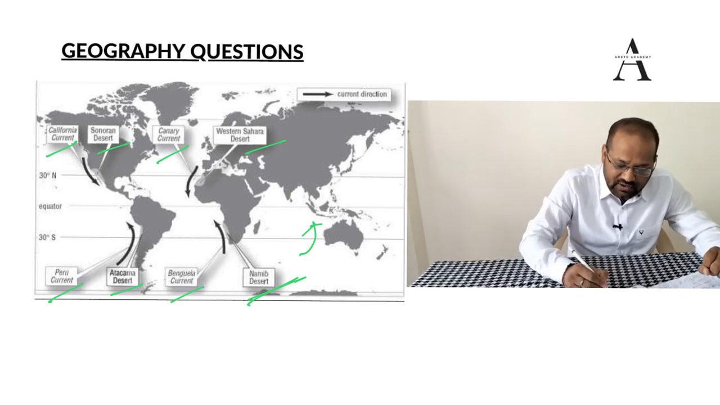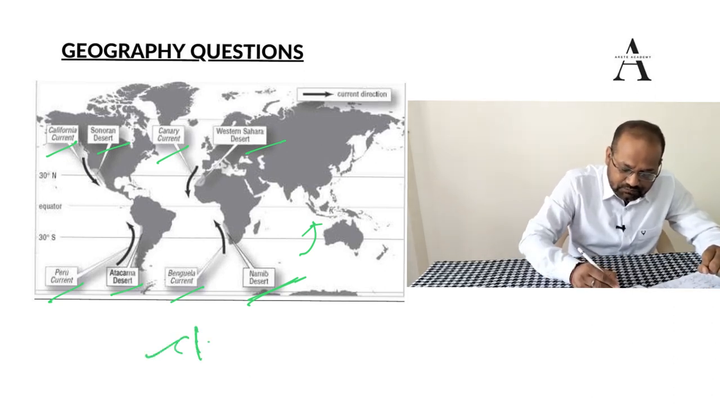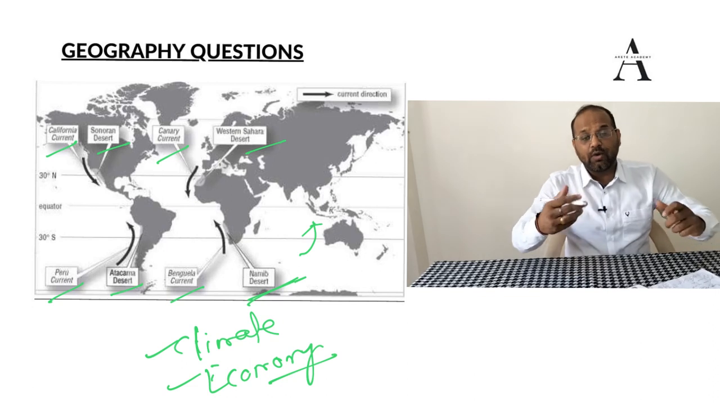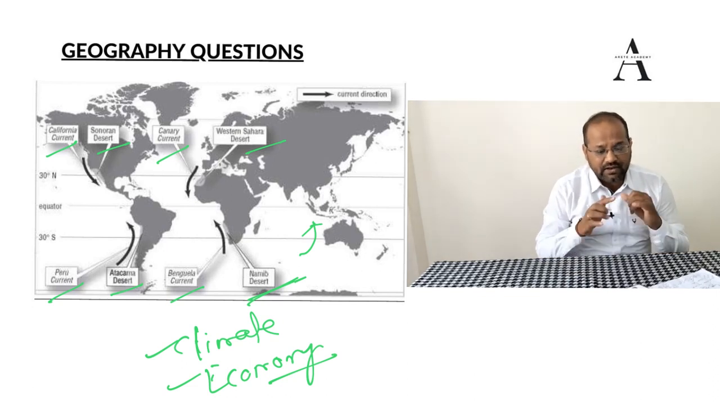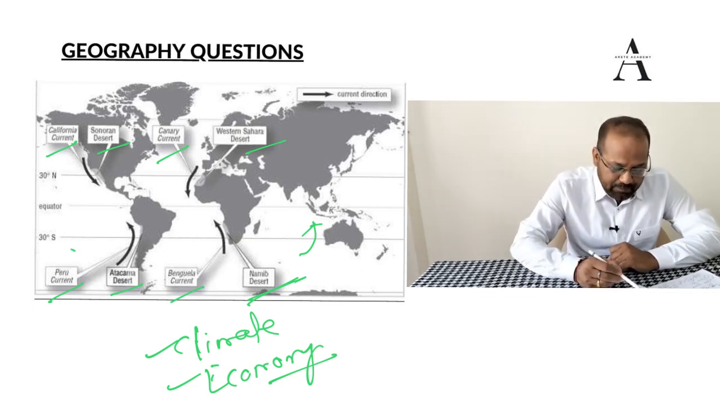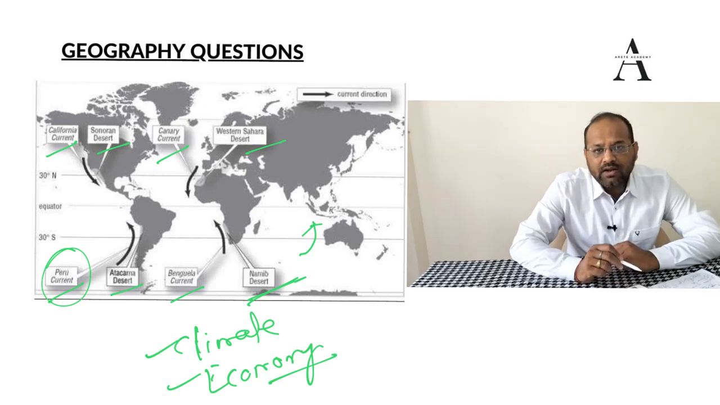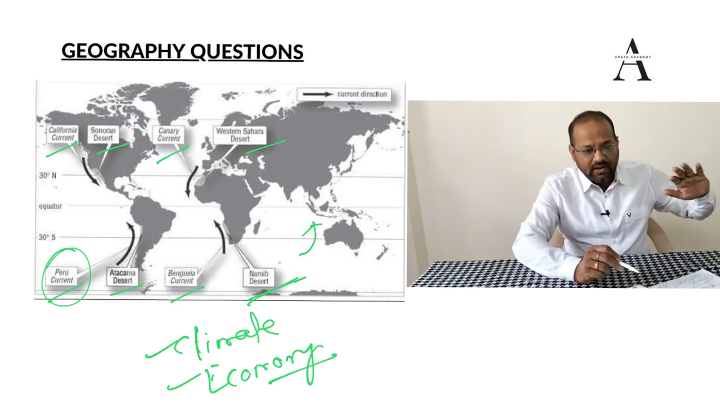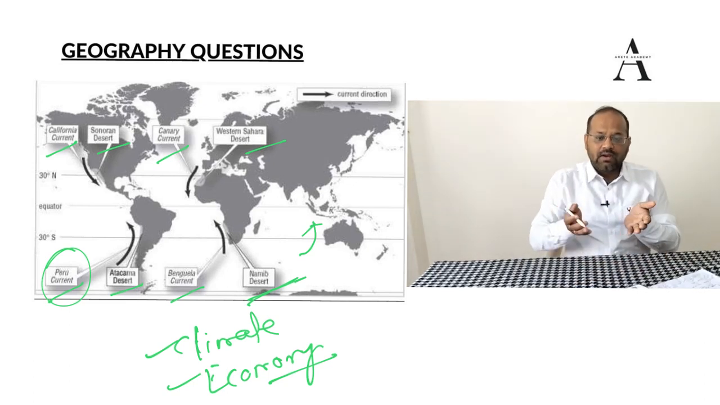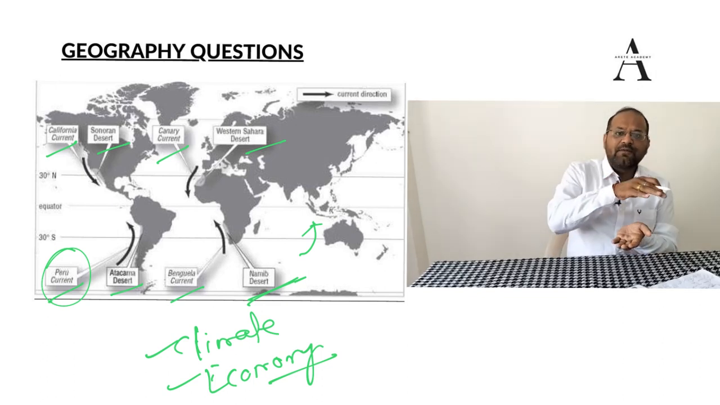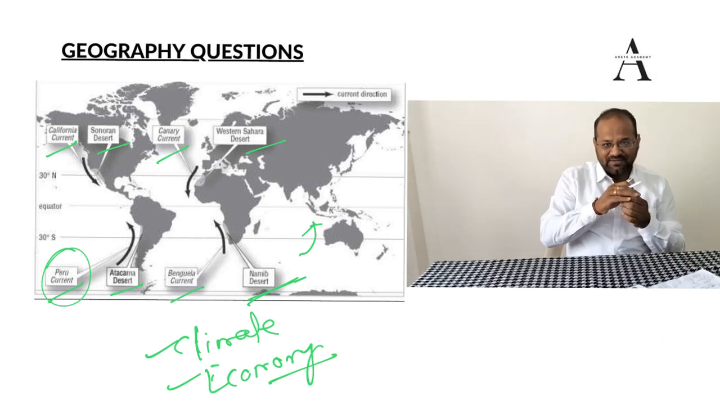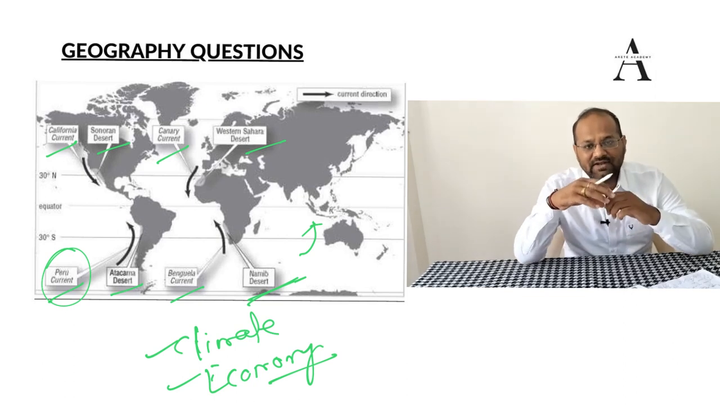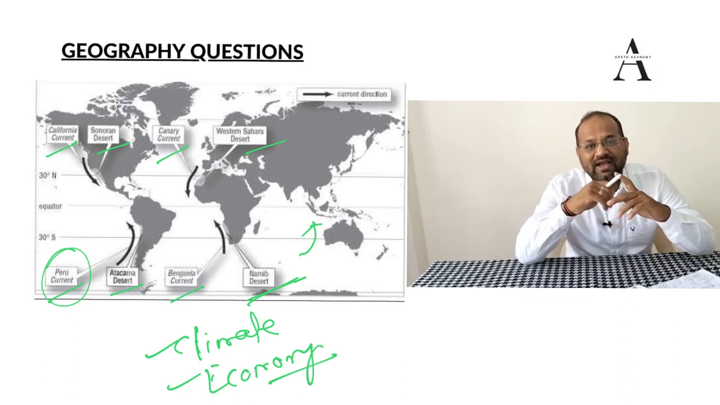So this is one piece of information related to climate. Next, the other information we should know is with respect to the economy. With respect to the economic importance of these currents, the first is, let's say, the Peru current. The cold current brings nutrients from the sea below, and brings fishes and other nutrients to the surface. When these nutrients are brought to the surface, there are birds like guano birds.